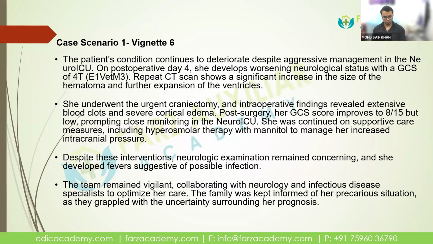Post-surgery, her GCS score improved to 8 out of 15, but low, prompting close monitoring in the neuro ICU. She was continued on supportive care measures, including hyperosmolar therapy with mannitol to manage her increased ICP. Despite these interventions, neurological examination remained concerning and she developed fever suggestive of possible infection. The team remained vigilant, collaborating with neurology and infectious disease specialists to optimize her care. The family was kept informed of her precarious situation as they grappled with the uncertainty surrounding the prognosis.